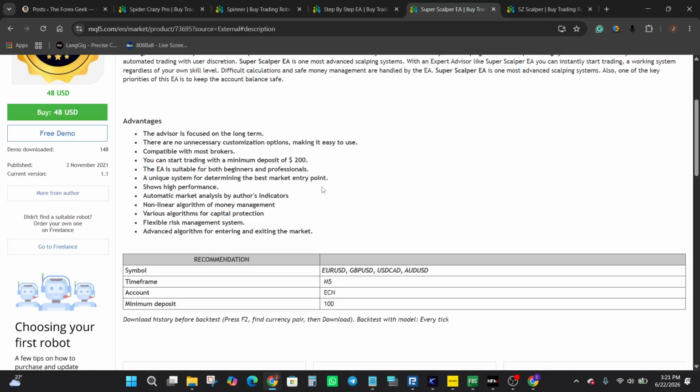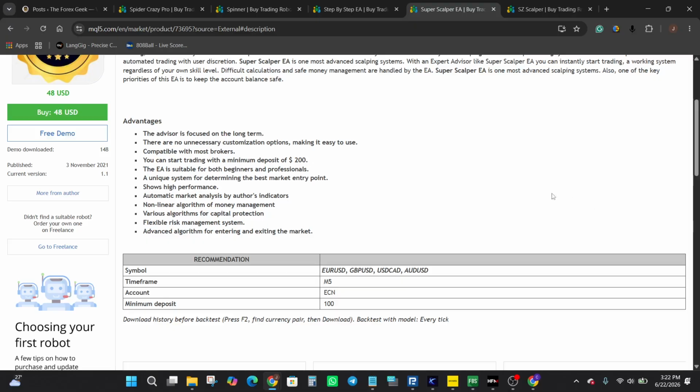In addition, the product mentions various capital protection algorithms and a flexible risk management system. The marketplace page also references advanced algorithms for market entry and exit decisions. While the exact calculations behind those processes are not disclosed, these elements are presented as part of the overall framework used to identify trading opportunities and manage positions.